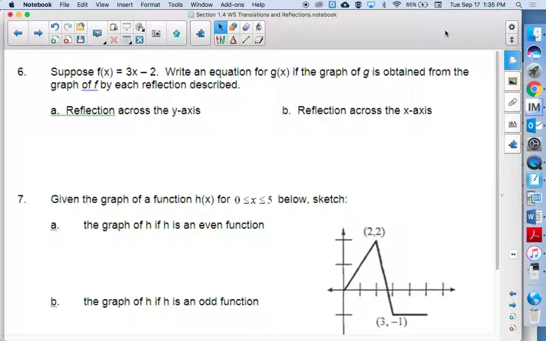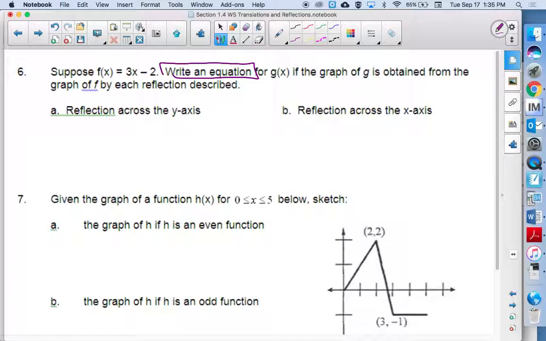Write an equation for a different function g of x if the graph of g is obtained from the graph of f by the reflection. It is a little wordy, but essentially we have this original graph 3x minus 2 and we're going to reflect it either over the x-axis or over the y-axis. So we want to know what that new equation would look like. So you have to think, what does it mean if you have a reflection across the y-axis, and how would that affect the equation? So Kevin, what does it mean if you reflect something across the y-axis?